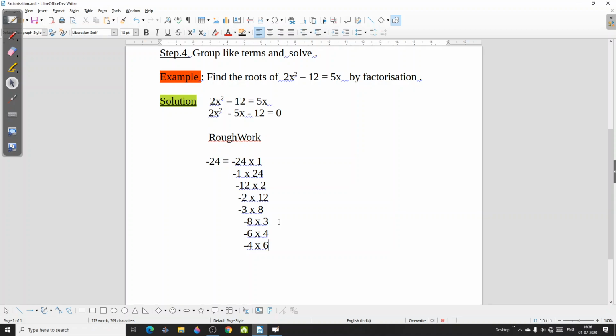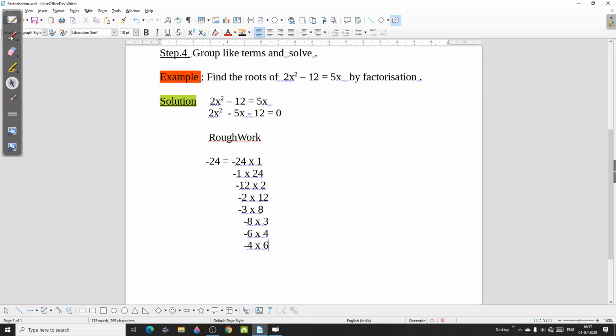Now what you have to do is, we have written all these factors, add these two factors such that the sum is minus 5. So minus 24 plus 1 is minus 23. Minus 1 plus 24 is 23. But what is the middle term option? That is minus 5. Similarly, minus 2 and 12: on adding that, we will get 10. Minus 12 plus 2, we will get minus 10. Minus 3 plus 8 is 5. And minus 8 plus 3 is minus 5. Here is minus 5. And remaining, minus 6 plus 4 is minus 2. Minus 4 plus 6 is 2.